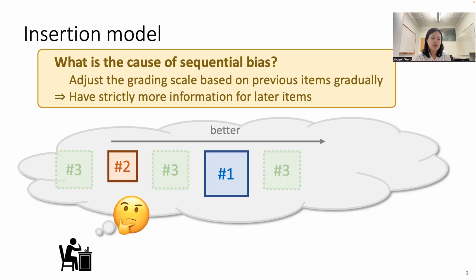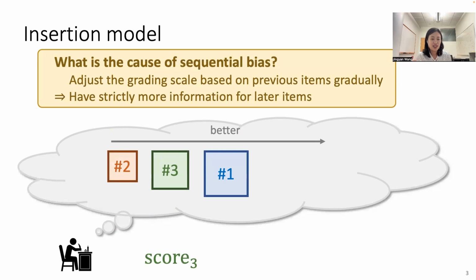Similarly, when the third item comes, now we have 2 points of comparison, which are item 1 and item 2. In this example, item 3 is in the middle in terms of its area. So we place it in the middle and accordingly give a score to item 3. And this process repeats for all the future items.